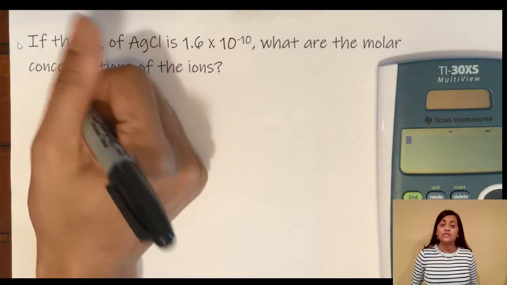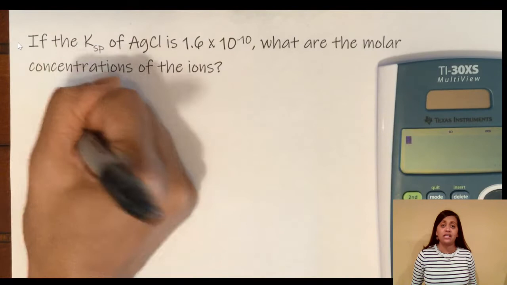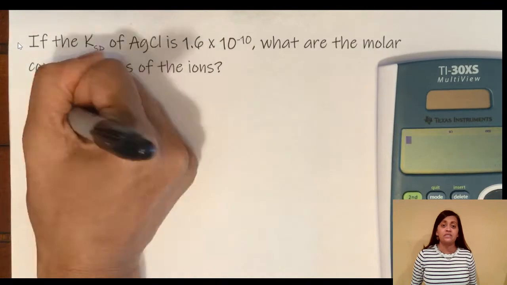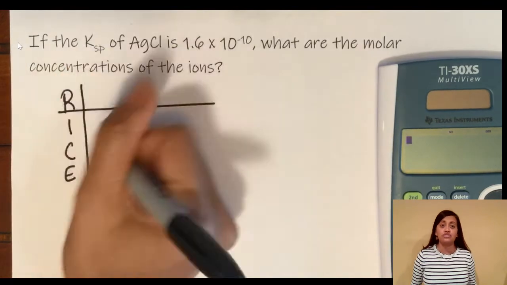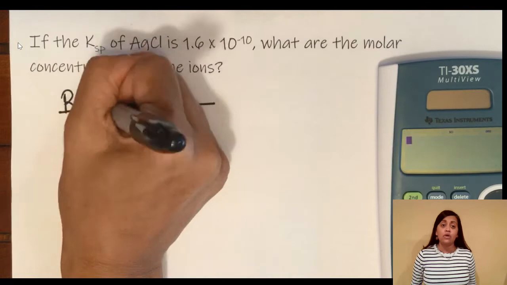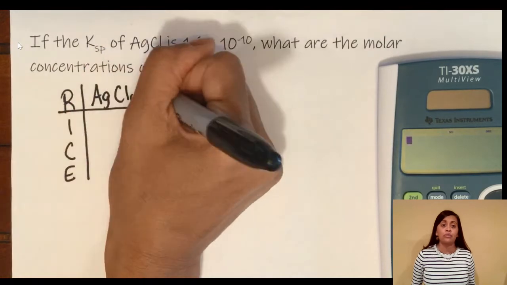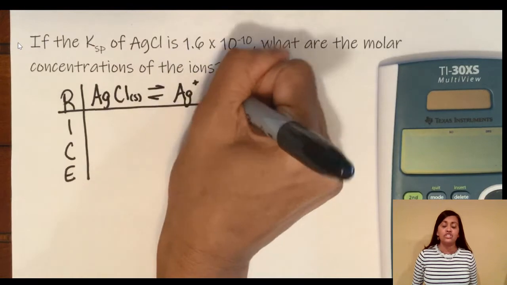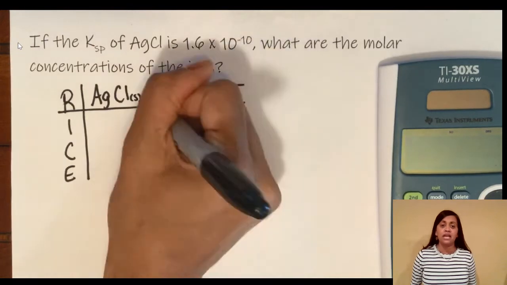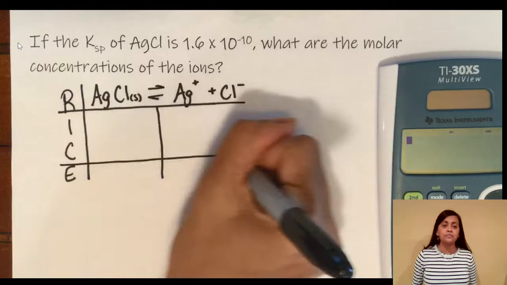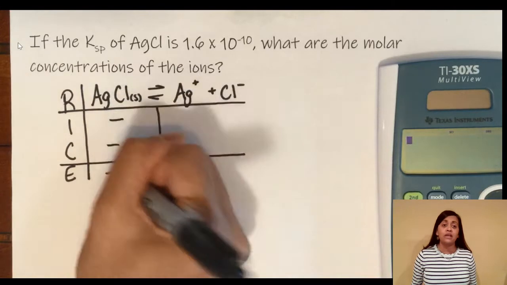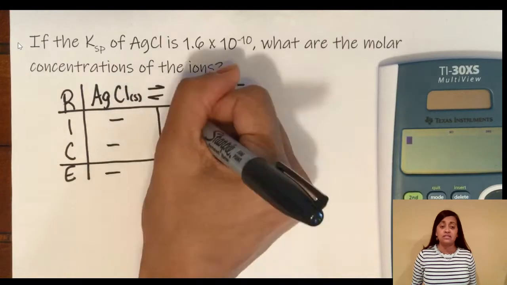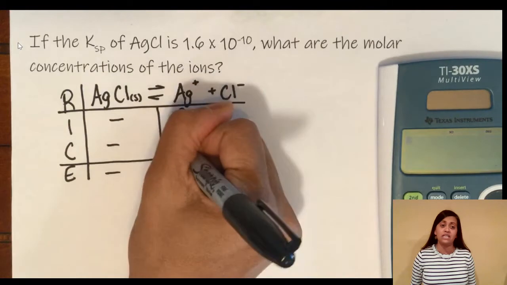So here we have again the KSP of AgCl is 1.6 times 10 to the negative 10. We want to figure out the molar concentrations of the ions. So we can start out by putting it into an ICE table. We have AgCl solid in equilibrium with Ag+ ions as well as Cl- ions. We also know that AgCl, since it is a solid, won't have anything to do in the ICE table, so it's kind of just negligible.